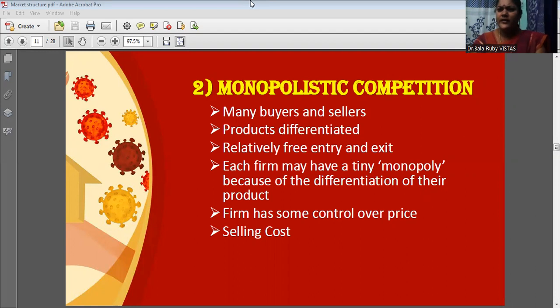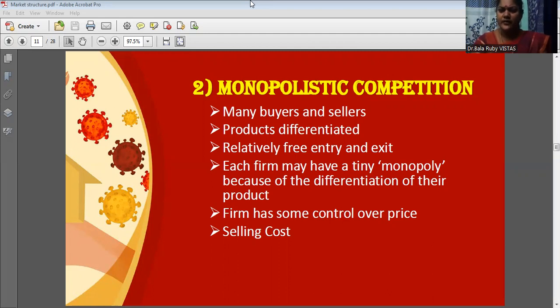How do they have monopoly power here? Because they are producing differentiated products. So each and every firm is producing a different product. Therefore, here there is a possibility of having some small monopoly power for the firm. And the firm has some control over the price.